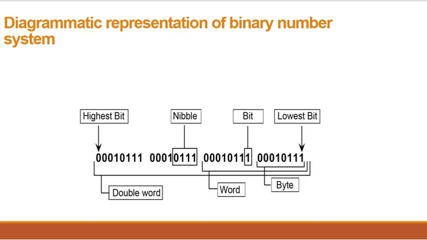Similarly, in binary number system also, the bit towards the rightmost side is the lowest bit and the bit towards the leftmost side is the highest bit. The lowest bit is also known as least significant bit, that means it has least significance, and the bit towards the left hand side is known as the most significant bit, that is it has the highest significance.